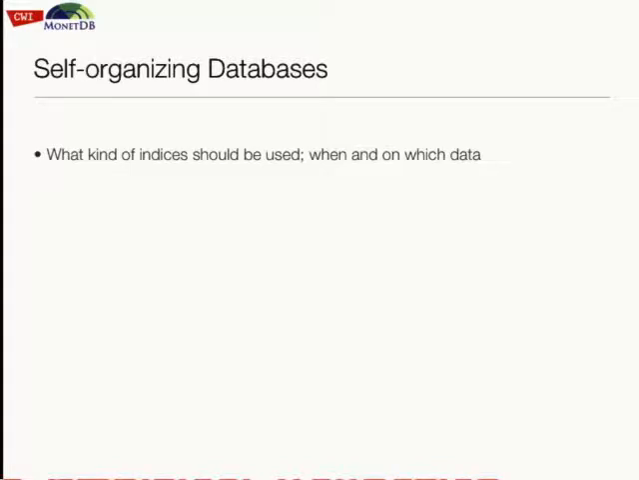So self-organizing databases is, I think, a very intuitive term. In databases, we have indices. And these indices are being used to query data fast. But we have a very basic problem. It is when we build indices and which indices we're going to build. So there's a whole community looking into this problem, what kind of indices we should build and when we should build them. And this is a very basic problem.